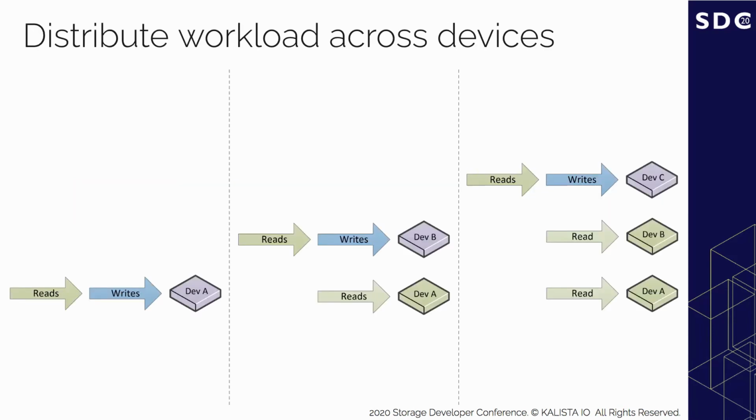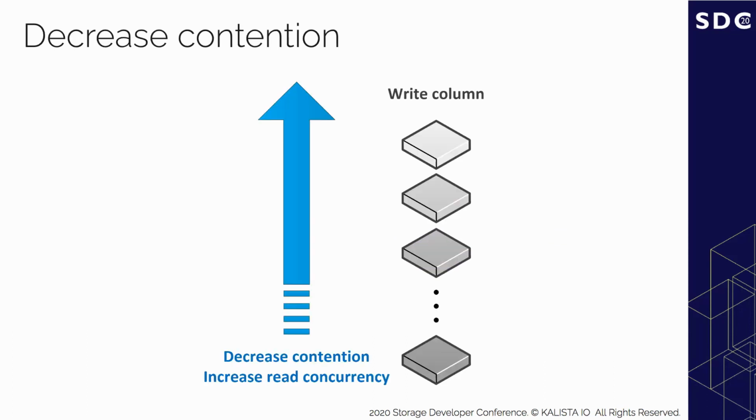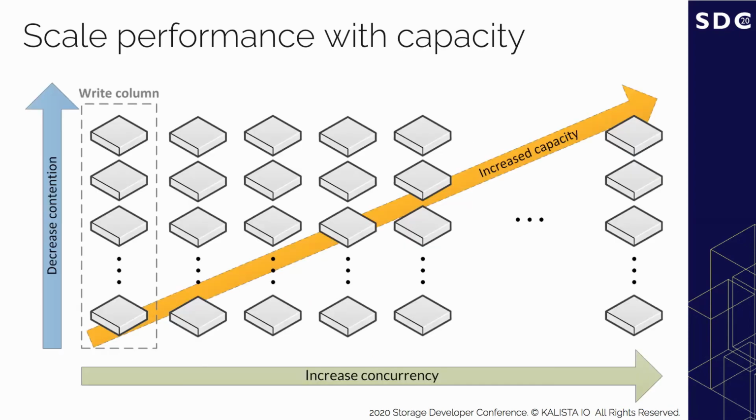Performance and scalability are further enhanced when devices are arranged and written to in a round-robin fashion. We call this a write column. A write column is an elegant construct as writes are evenly distributed across all member devices. And with each additional member device, read concurrency is increased and read-write contention reduced.